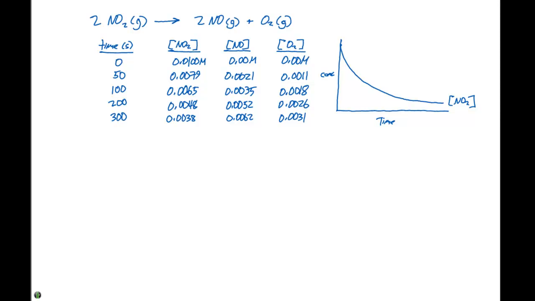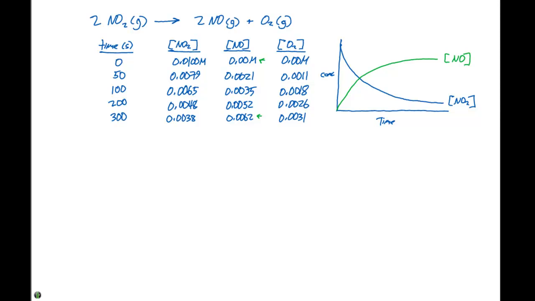If we were going to represent what happens with the concentration of NO, we see that we start with 0.00 molar, and we progress to 0.0062 molar. So we're going to start down here at 0, and this concentration is going to increase as we proceed with time. This will be the concentration here of the nitrogen monoxide.